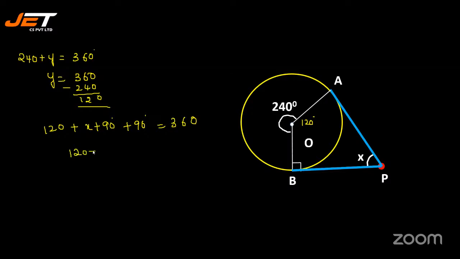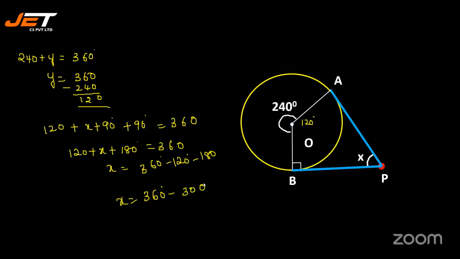So 120 plus x plus 180 is equal to 360. So the value of x is 360 minus 120 minus 180. So what is x? 360 minus 300, which implies x is equal to 60 degrees. Yes. So hope this is clear.